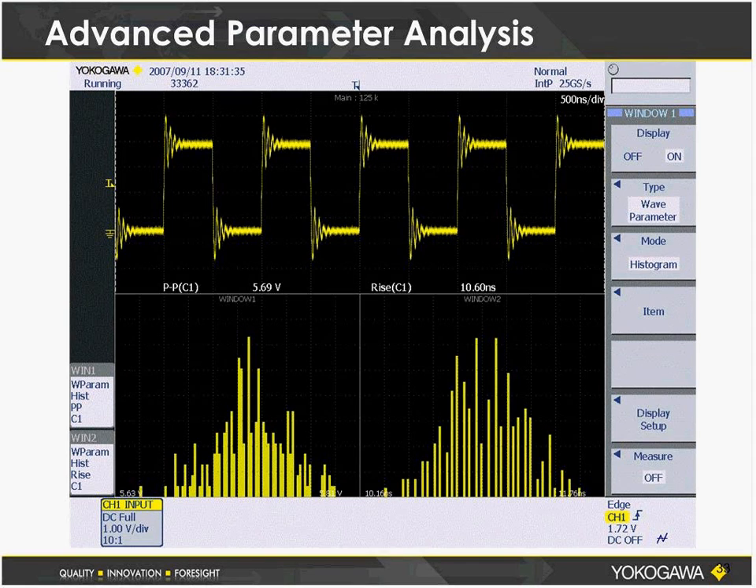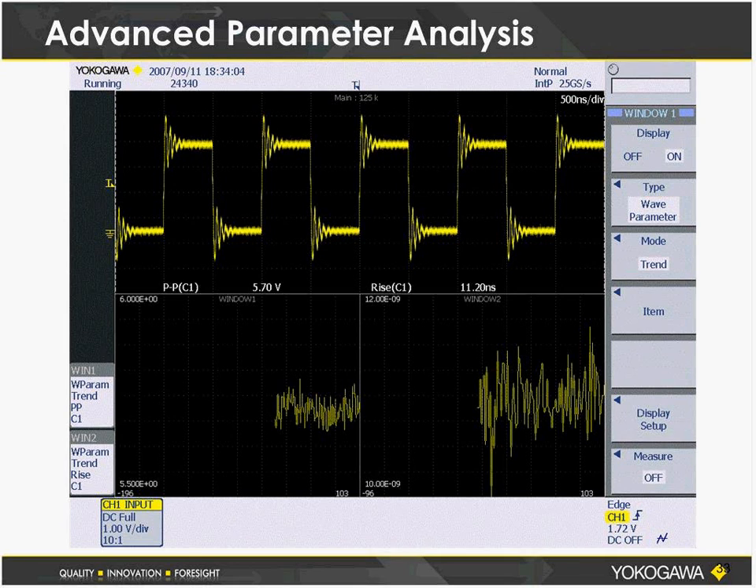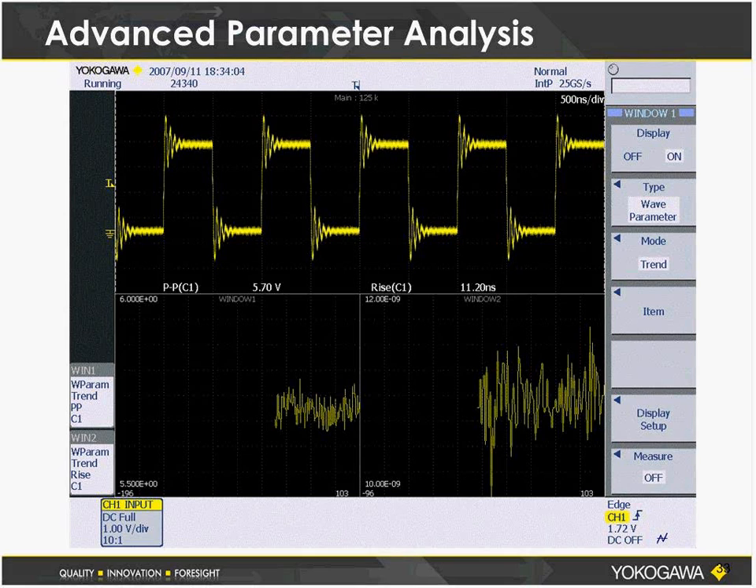And lastly, you can also apply trending to your measurements. So if you're characterizing the waveform, maybe you want to take those measurements over time. So let's look at a peak-to-peak measurement of the waveform as the circuit warms up, or as you're applying some external influence to the circuit. And a trending type of advanced display would allow you to do that.